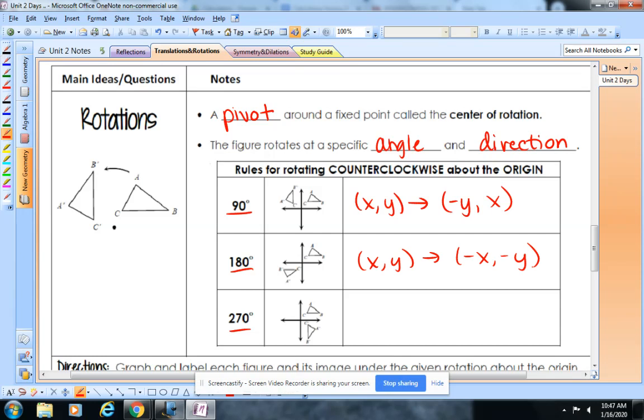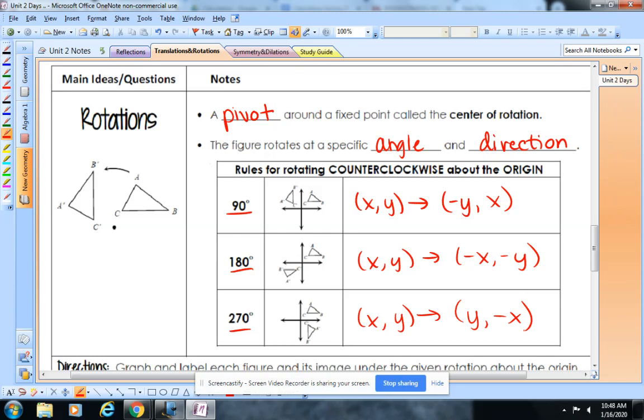That doesn't mean this is always negative. It means you change whatever sign it has. Okay? That means the opposite of that sign. And if you have a 270, you're going to do the opposite of what you do with the 90. You're going to swap the X and Y. This time, you're going to change the sign of the original X.